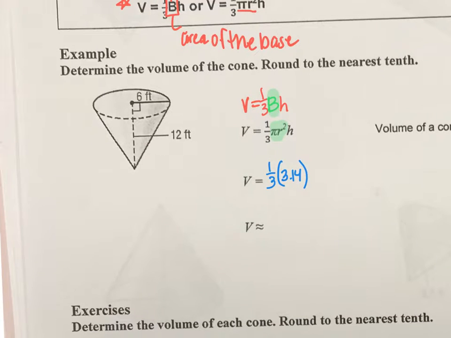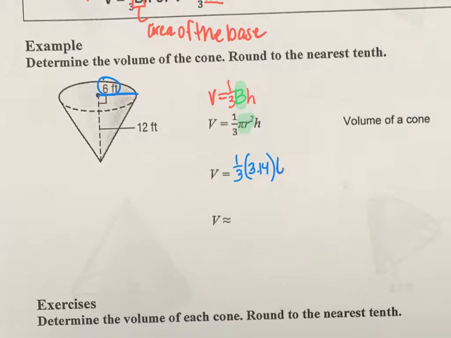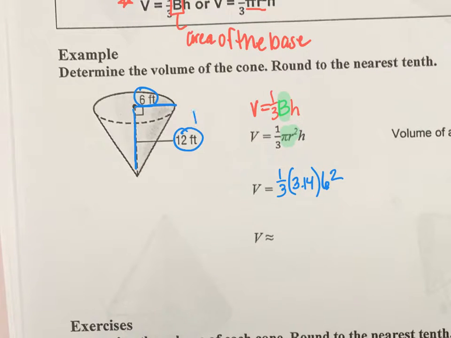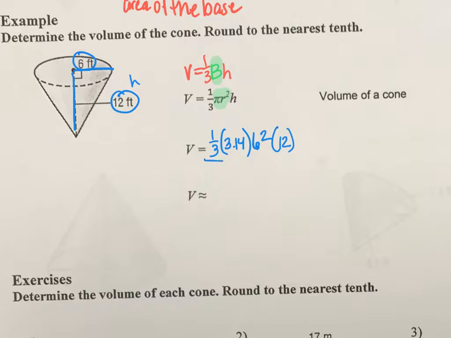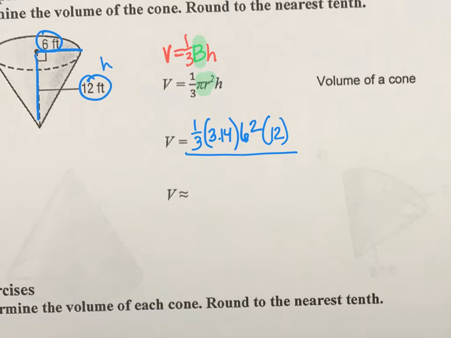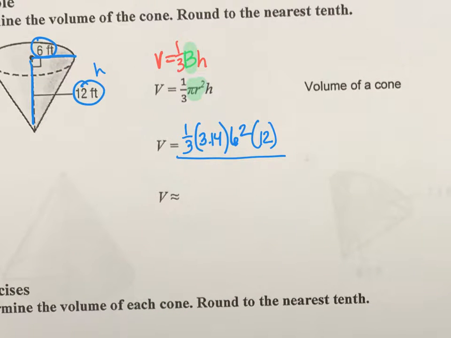So 1/3 pi, and on your calculator you can use the pi button, or you can just use 3.14. Radius squared, so look at your cone. What is your radius? 6. Remember, radius is halfway across your circle. So it's going to be 6 squared times the height. What's the height of the cone? 12. So plug all of that in your calculator. I would use parentheses, especially if you're going to use 3.14, because I don't know if it'll mess it up, but I always use parentheses just to be sure. And remember, for a fraction in the calculator, you use alpha y equals. So plug all that in and see.